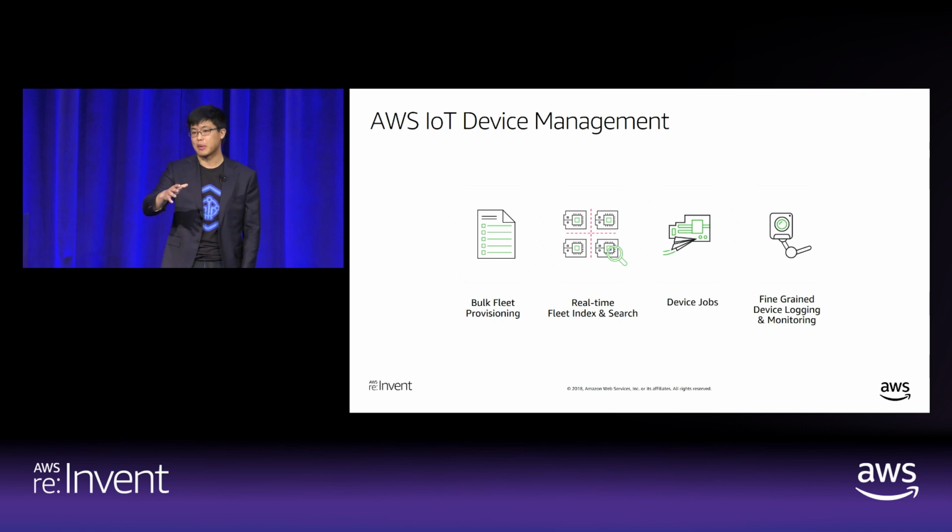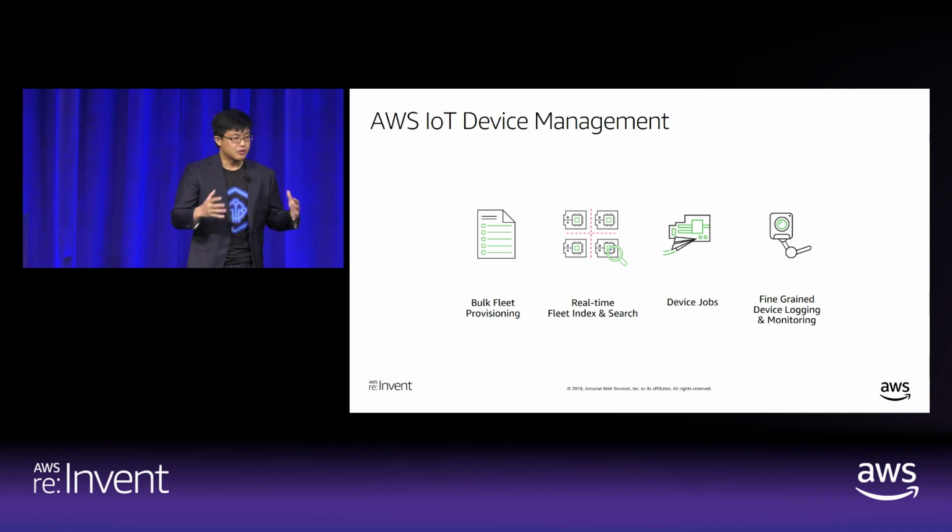So I was talking earlier about managing devices at scale. One of the ways in which bulk provisioning can help you with that is now you can upload your 10,000 devices all at once, regardless of the different type of devices, and get those all registered to communicate with IoT Core. The second part of it is real-time fleet indexing.